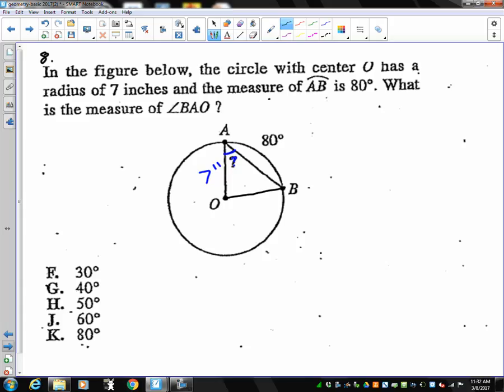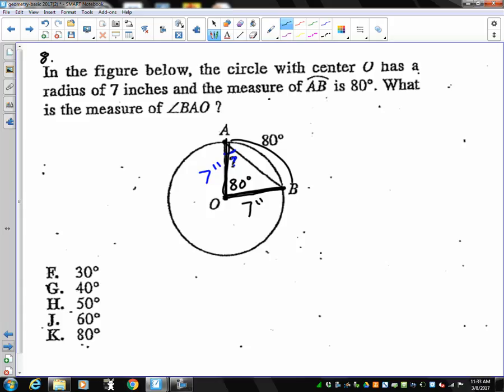Now what I'm going to use is that every radius of this circle is the same. So this radius is also 7 inches. So how does that help me find my angle? We're going to get there. Let's also notice that the measure of an arc with its central angle, this is called a central angle right there, is the same thing. So that angle would be 80 degrees.